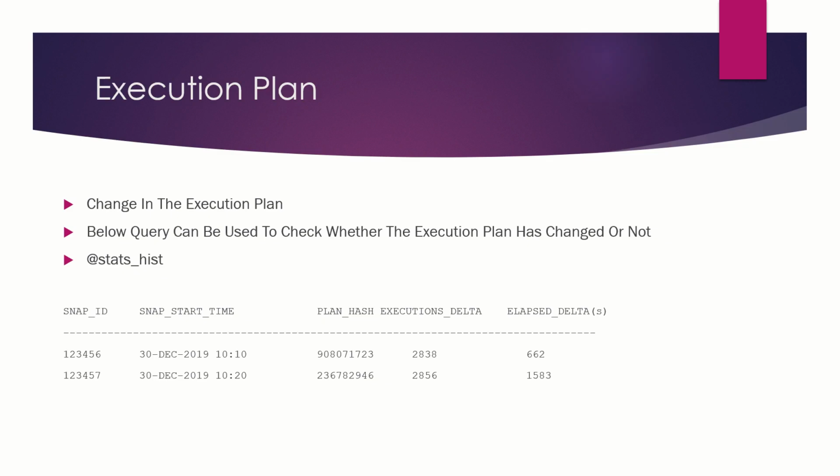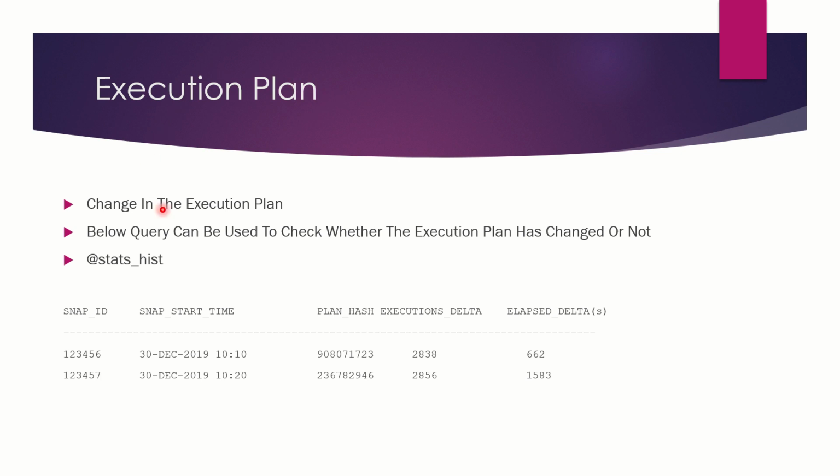Now at the SQL level, if your query is performing slow as compared to yesterday, the first and foremost thing that you should be checking is whether your SQL query has changed its plan or not. For example, you fired a query yesterday: select star from employees where employee ID is equal to 100. Yesterday it was running fine, but today it is not. So the first thing to check at the SQL query level is your execution plan, whether it has changed as compared to yesterday.